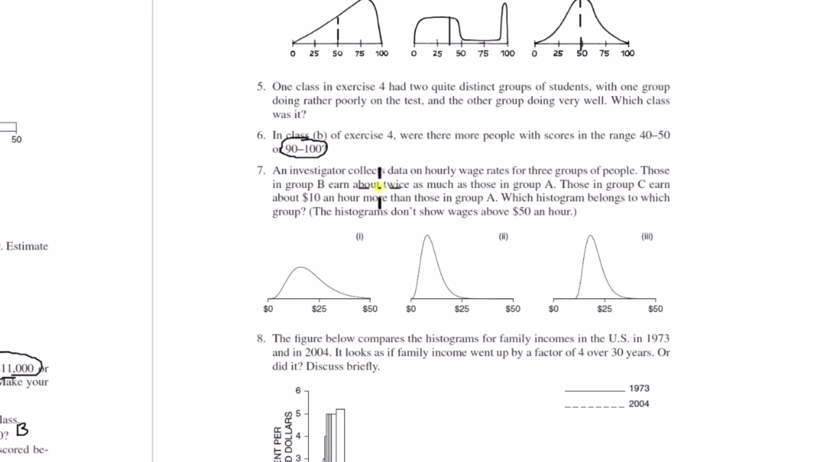Those in Group B earn about twice as much as those in Group A. So which data point are they talking about, right? Group B is a bunch of data points, and Group A is a bunch of data points. You can think about this as the mean value. So they're saying that the mean value of Group B is going to be about twice as much as the mean value of Group A. And then the mean value of Group C is about $10 more than the mean value of Group A.